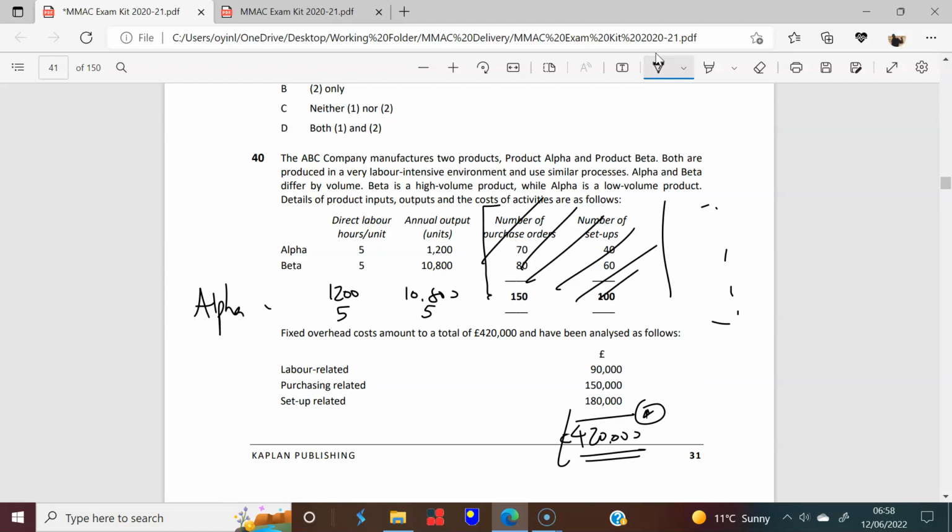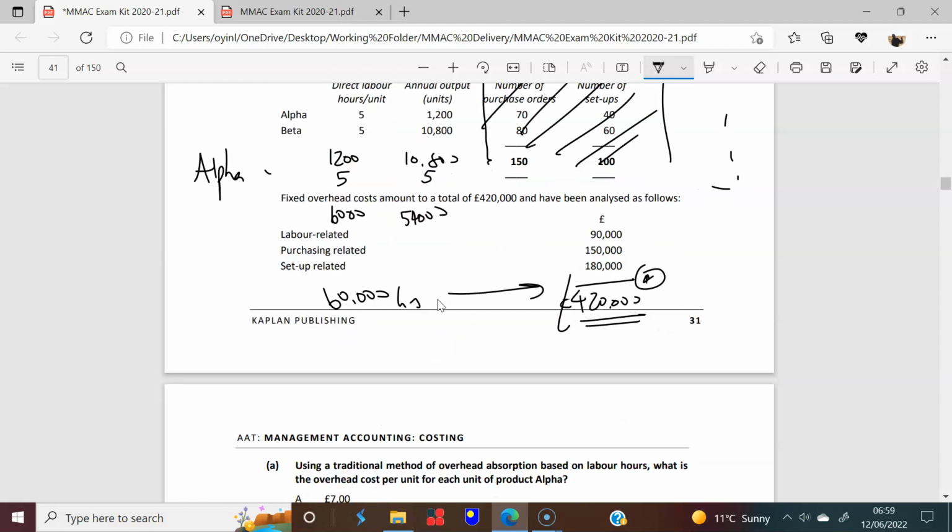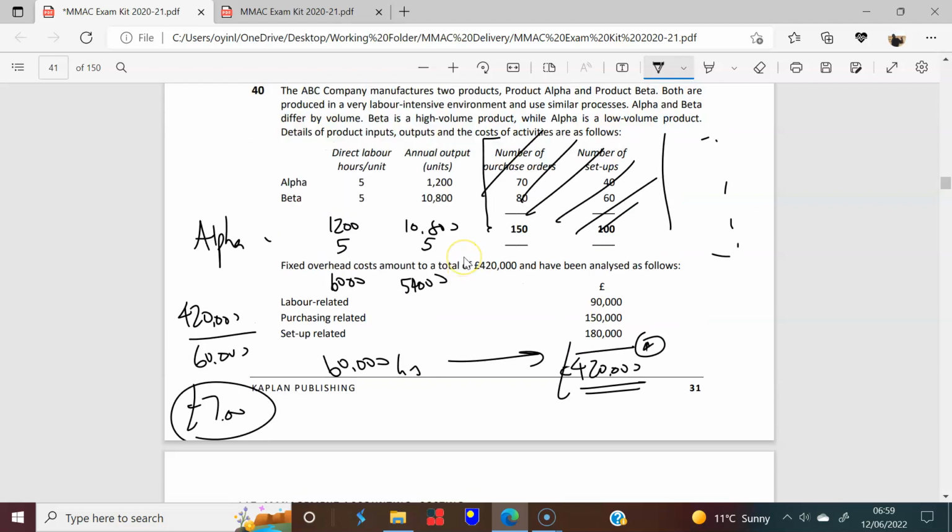So we can find the overhead absorption rate. So 5 times 12 is 60, that's 2 zeros again. 10,800 times 5 is 54,000. So we have 54,000 here, and so we have a total of 60,000 hours causing this overhead. And so we can argue the overhead absorption rate must be 420,000 divided by 60,000. So we now know the overhead absorption rate per hour, and that's £7, isn't it? So now it tells me that I need 5 hours to make a unit of alpha.